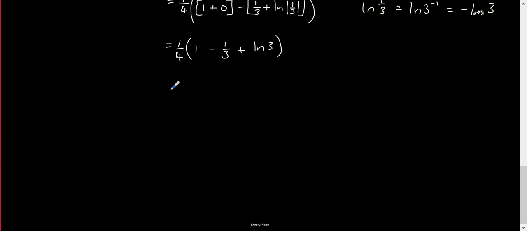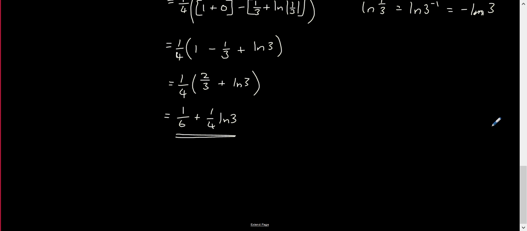And then we're almost there. So we've got a quarter. 1 minus a third is 2/3 plus my log 3. And so what we have then is 1/6 plus 1/4 log 3, which is exactly what the question asked us to do, to write it in the form a plus b log c.